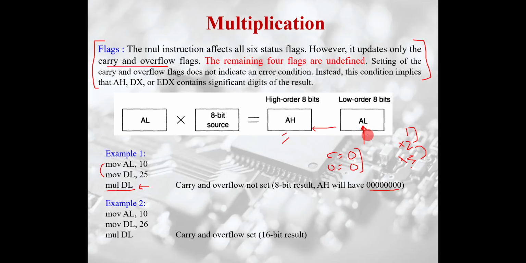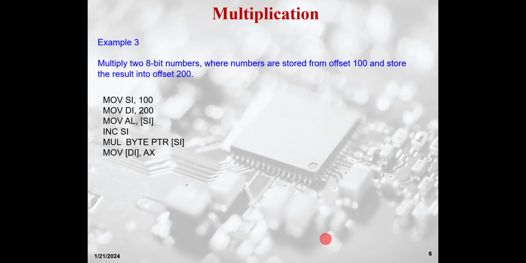Okay, so that helps. Now suppose I do 10 into 260. Obviously 260 cannot be stored in an 8-bit register. So when I do this multiplication, some data will appear in the AH register also, and accordingly the carry and overflow bits will be set to 1. And then I will take this data both together for the subsequent operations. Okay, so that is it.